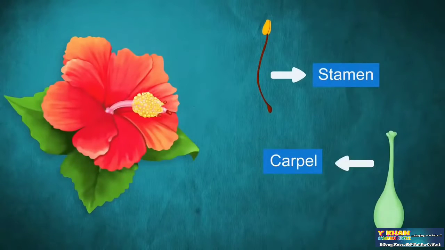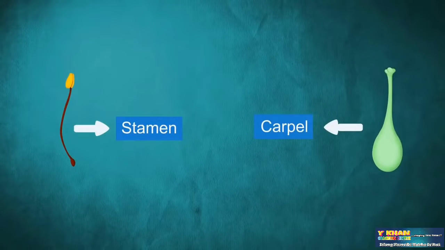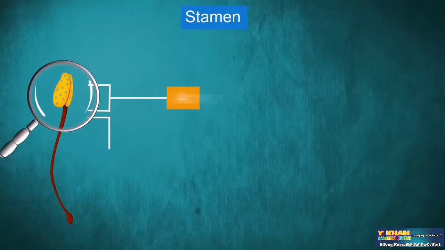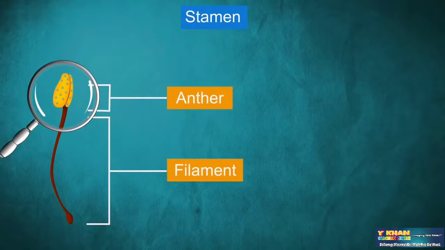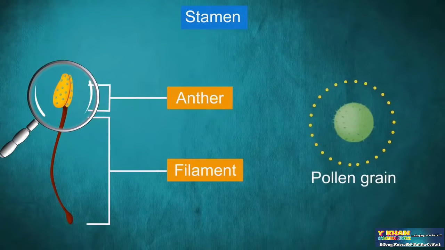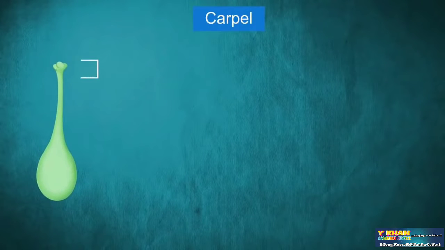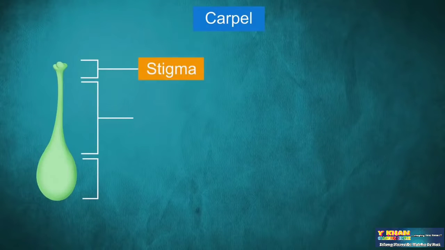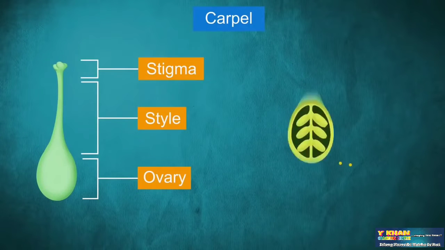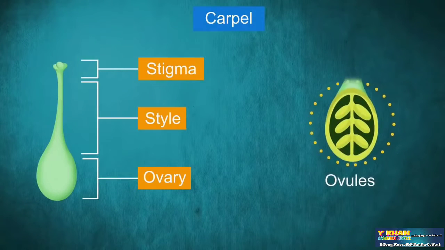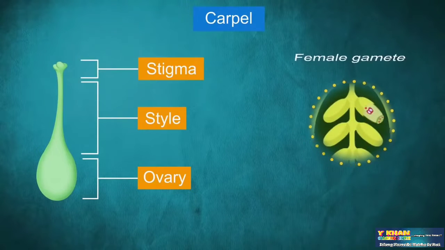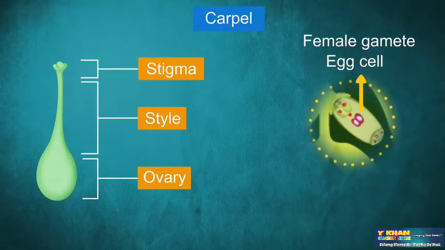Now let us know about the different parts that make up a stamen and a carpel. A stamen is made of 2 main parts, anther and filament. The anther produces pollen grains. It is the pollen grain that contains the male gametes. A carpel, on the other hand, is made up of 3 parts. The terminal part is called the stigma. The middle elongated part is the style, and the swollen bottom part is the ovary. Inside the ovary, ovules are present. It is the ovule that has the female gamete called the egg cell.